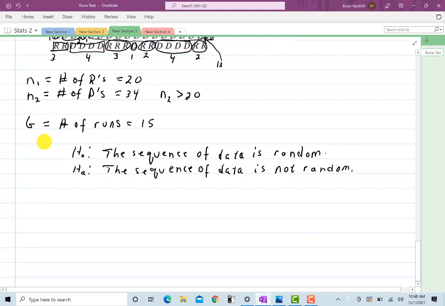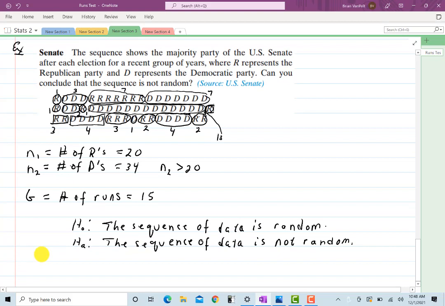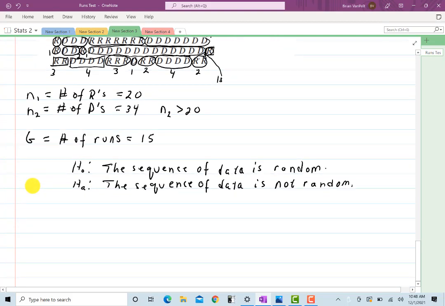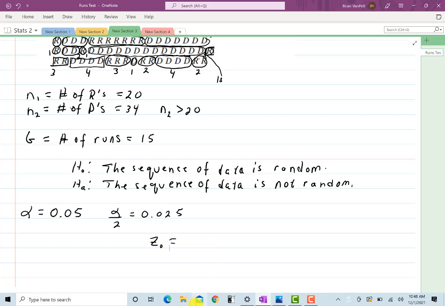Now, unless it's stated otherwise, let me take a look at the problem at hand. The problem at hand does not state any alpha. What we are doing in this section, because there's multiple tables and things like that for various alpha, we are going to always assume in this particular section that alpha equals 0.05. And inevitably, you're going to have to cut that in half because, like I said, it's a two-sided test. So you're going to have to work with that. Then if I want to get my z sub 0, my critical value, you can use your calculator and use the inverse norm function on it.